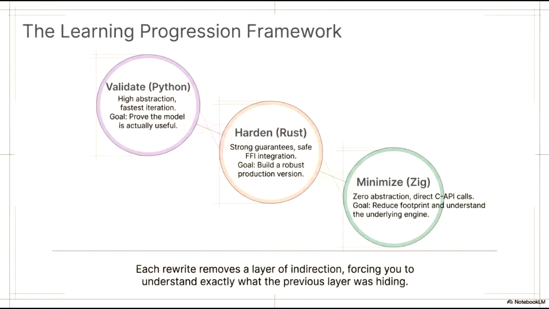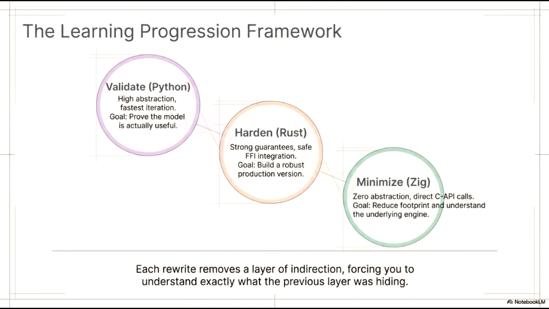The Learning Progression Framework offers a structured path for moving from an initial concept to deep systems mastery. It begins with the Validate phase, where we leverage Python's high abstraction and rapid iteration capabilities. The objective at this stage is simple: prove the model's utility and viability as quickly as possible. From there, we move to harden the project using Rust. This transition introduces strong safety guarantees and robust foreign function interface integration. The focus shifts toward building a production-ready version that is both performant and reliable.